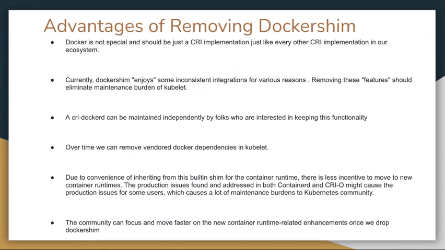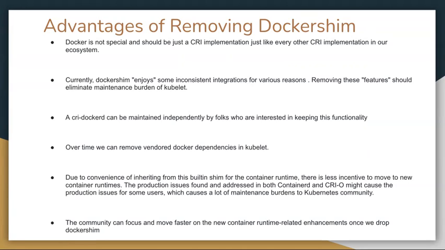This was specifically maintained, and it was reducing, like you cannot adopt cgroups v2, the namespaces, right? So again, this is where Kubernetes is saying that if you want to run Docker inside Kubernetes, you just have to run it like the other container technologies do. So it is at par with the other container technologies now. And once you install the CRI, you should be able to run it just like any other container technology. Now, currently, Dockershim enjoys some inconsistent integrations for various reasons.